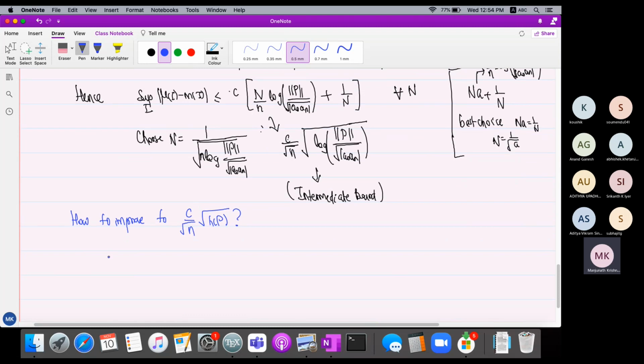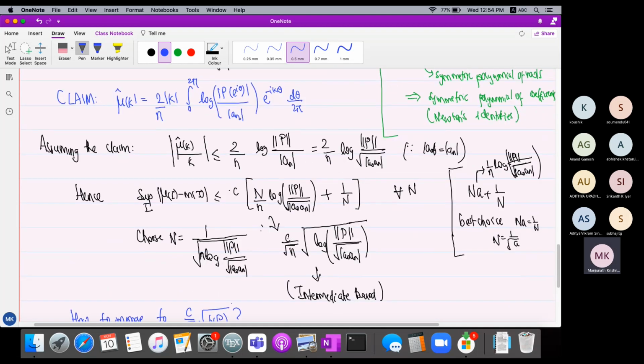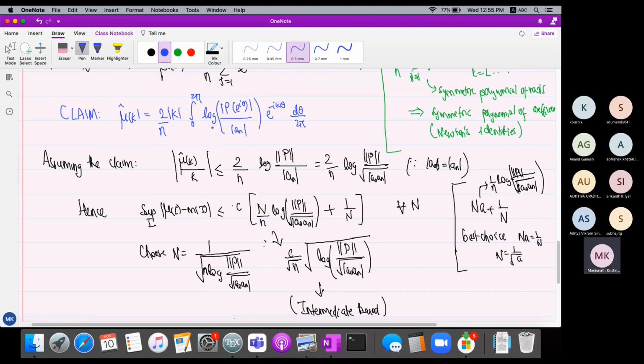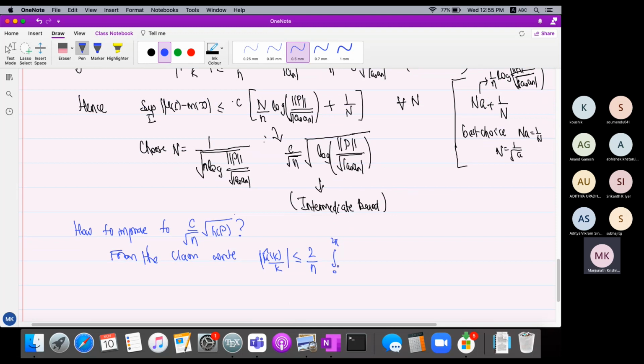So from the claim, what you do is, instead of putting the sup norm, you just write the integral. So we get mu hat of k by k, you bound it as 2 over n times the integral from 0 to 2 pi. This you have, right? So you have the logarithm. Okay, so I'm going to put the absolute value.